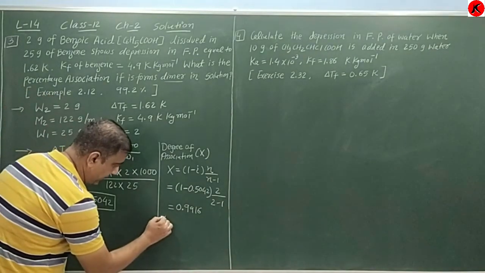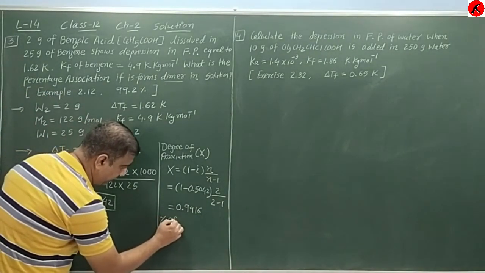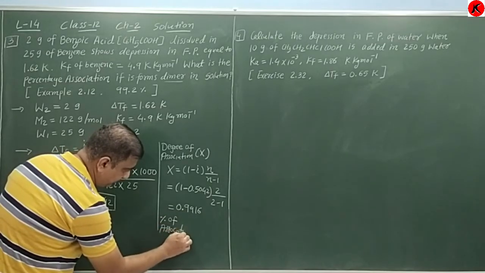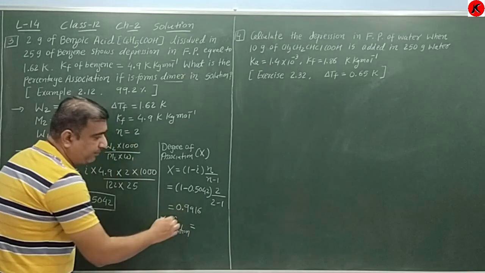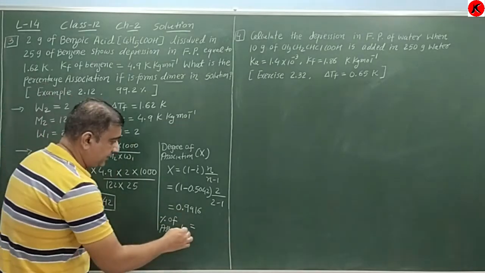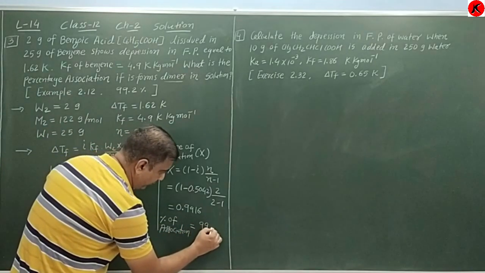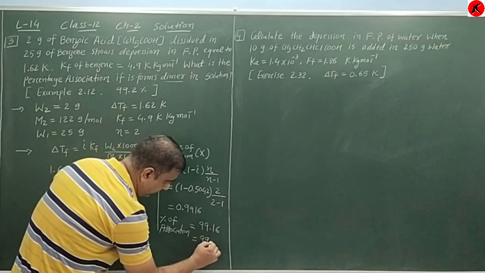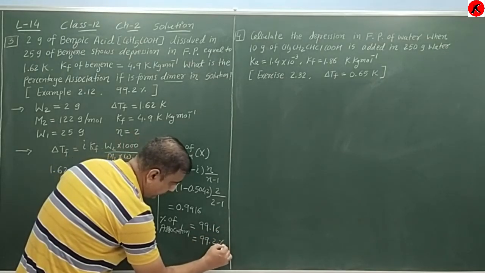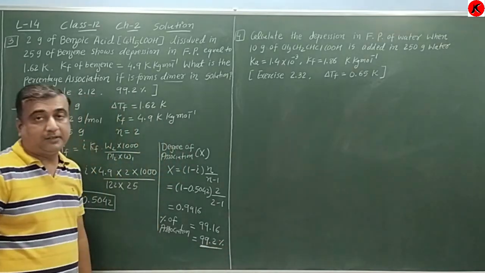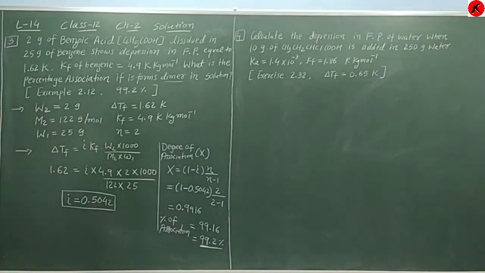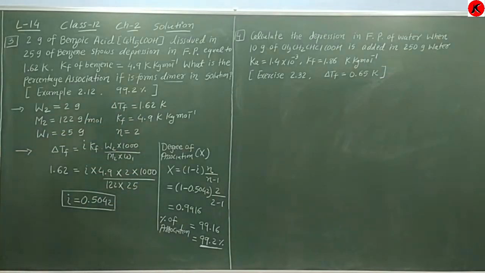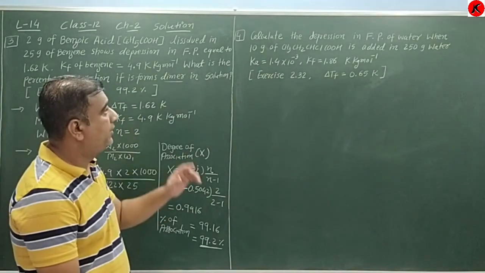Now for the percentage of association, multiply by 100. That means 99.16, approximately we can write 99.2%. That means the degree of association is 99.2%.